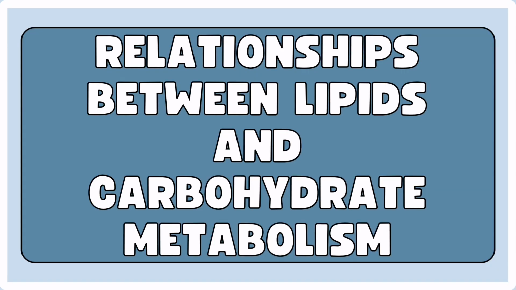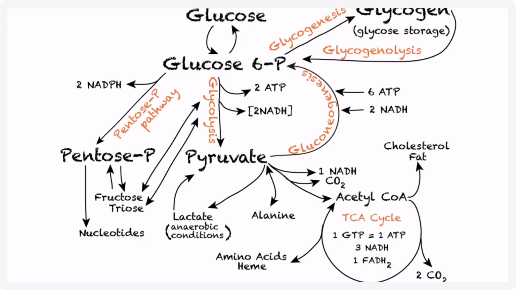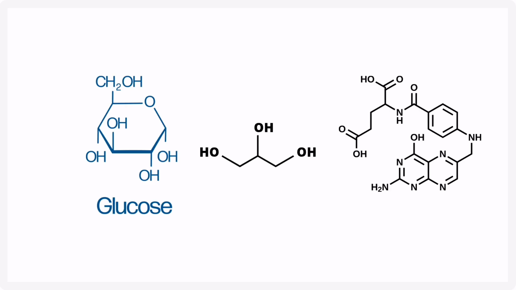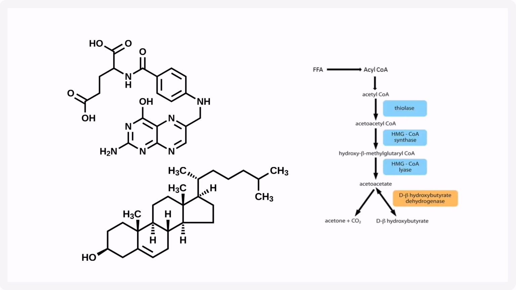Relationships between lipids and carbohydrate metabolism. The primary link between lipid and carbohydrate metabolism is acetyl-CoA. Interrelationships between carbohydrate and lipid metabolism. Acetyl-CoA is a byproduct of the breakdown of glucose, glycerol, and fatty acids, as well as a starting material for the production of fatty acids, cholesterol, and ketone bodies.